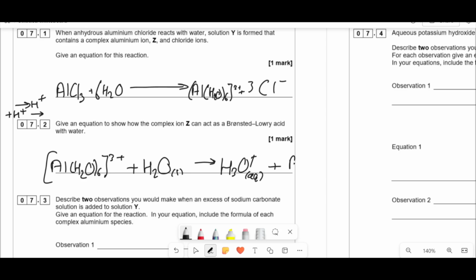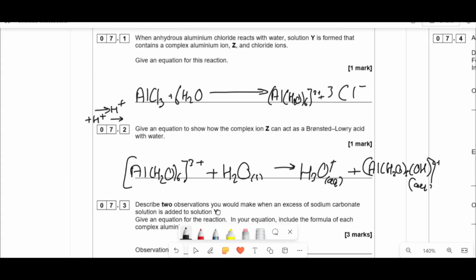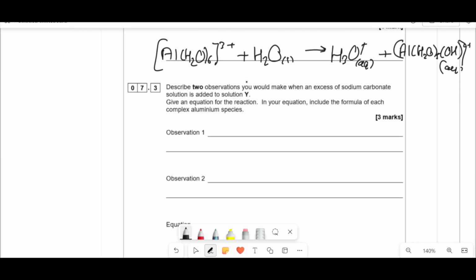So what happens is you end up with [Al(H2O)5(OH)]2+, because the charge has dropped by 1, aqueous. A lot of people think that that's a ligand substitution reaction. It's actually an acid-base reaction because one of these H2Os loses an H+, something else takes it like this, and you're left with that. There you go. So it's asking for two observations of this when you add it to solution Y. And solution Y, remember, is the complex ion, the [Al(H2O)6]3+. Now, it's saying give two observations.